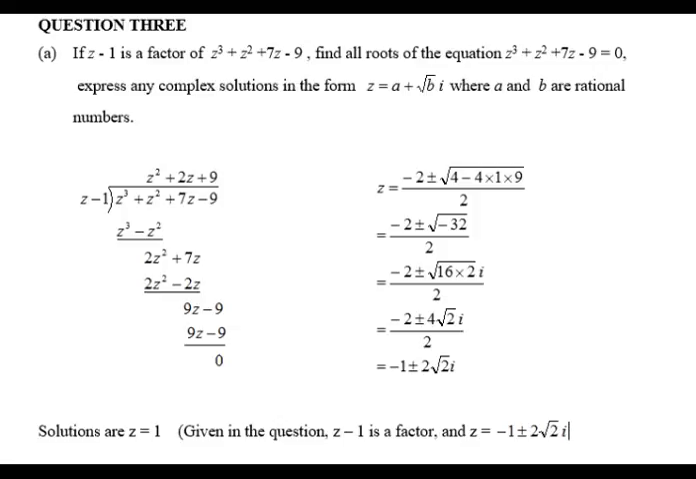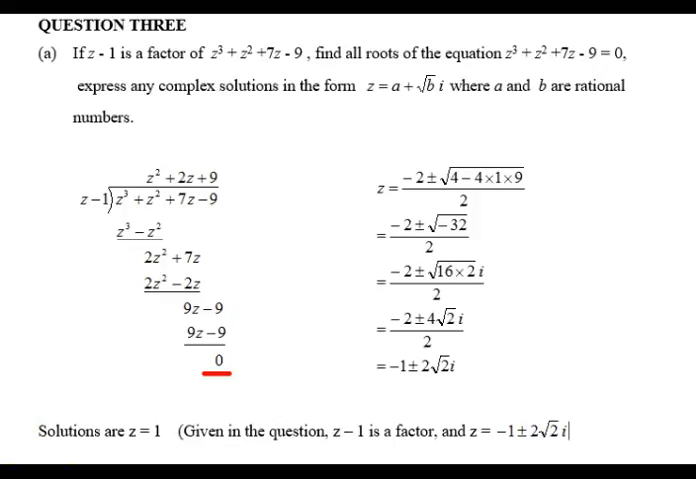And I'll find that by dividing into it. So we need to do a long division. There's a quicker method called synthetic division if you remember that. I'll show you that if you need to. So long division, z minus 1 into z cubed plus z squared plus 7z minus 9. And we end up with z squared plus 2z plus 9. And see how I've got that 0. So that indicates that was a true factor.